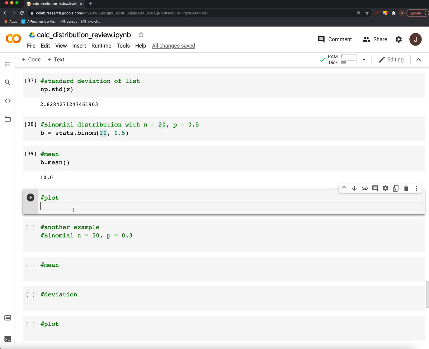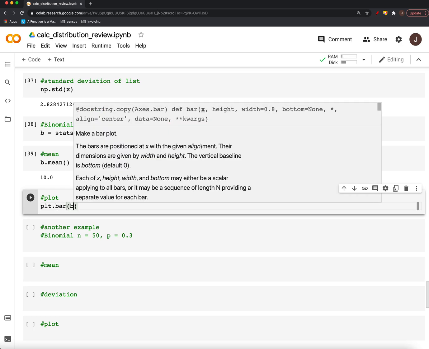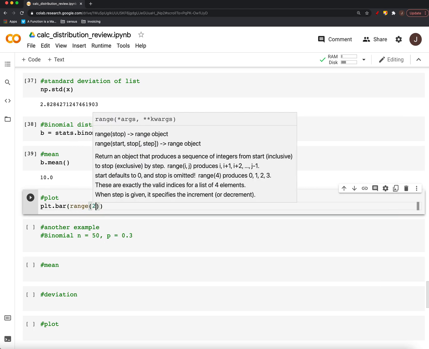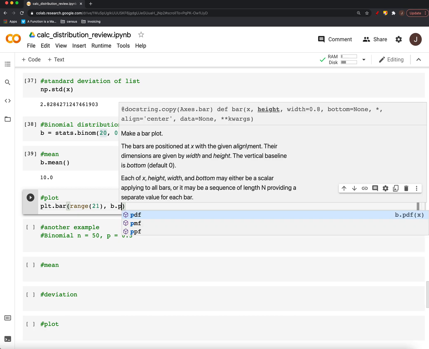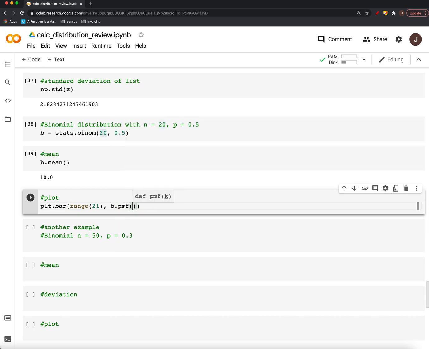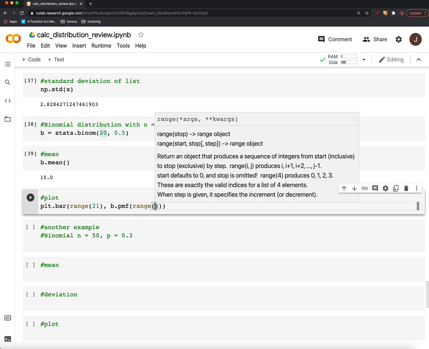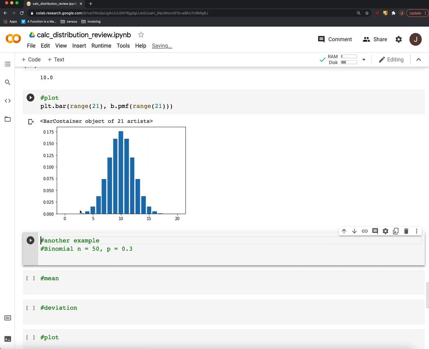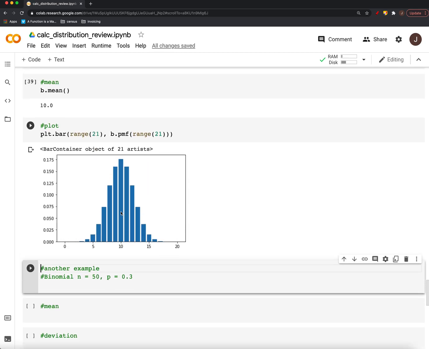All right, and if we look at a plot of this, then we see that the mean at 10 is the center of this distribution. It would be perfectly balanced at 10.